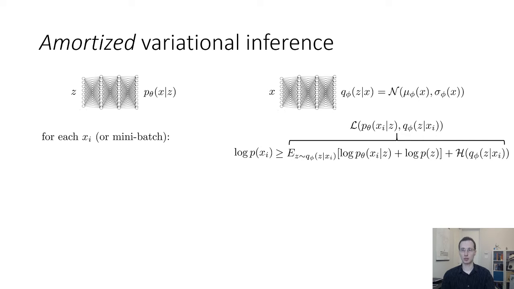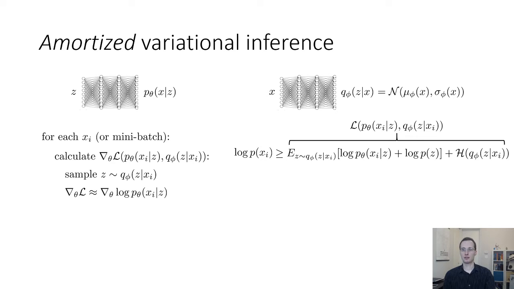And now the training procedure will look like this. For every image x_i, or every image in your mini batch, you first calculate the gradient with respect to theta of the evidence lower bound, which means that you sample z from q phi of z given x_i, and then you approximate your gradient using that sample by taking the gradient with respect to theta of log p theta of x_i given z. That's very easy to compute using backpropagation. And then you take a gradient ascent step on this. And then you have to take a gradient ascent step on phi by computing the gradient with respect to phi of L. And that part is a little bit more tricky.